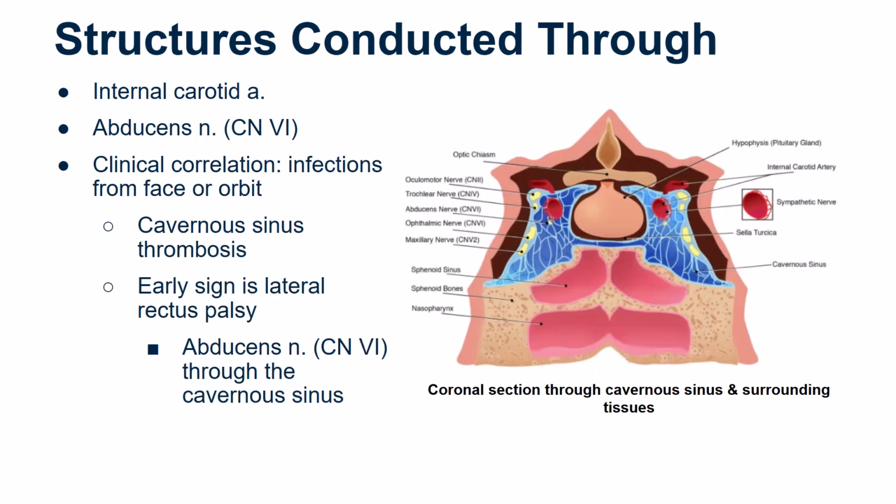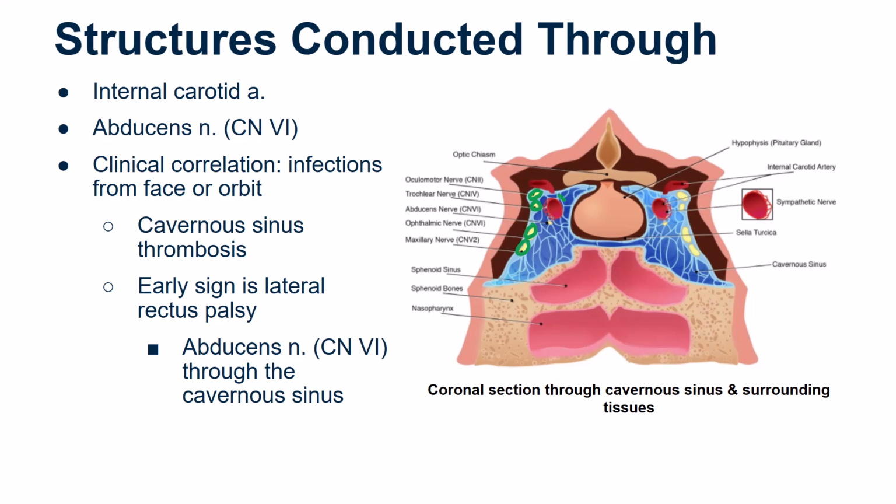Now let's take a look at the structures that move through the cavernous sinus. So here is the cavernous sinus kind of surrounding and flanking the contents of the sella turcica, which would be the pituitary gland. We can see those structures which were embedded in the wall. So there's the oculomotor nerve, there's the trochlear nerve, there's V1 and V2.